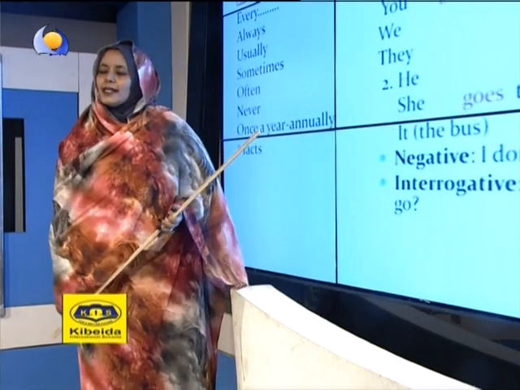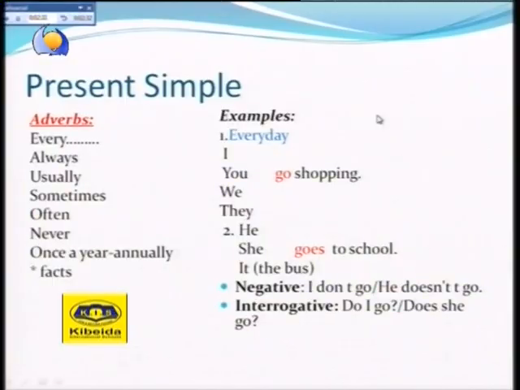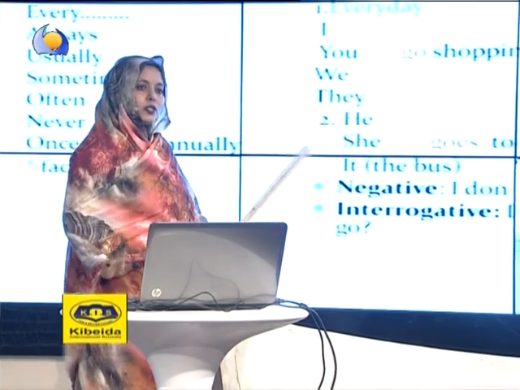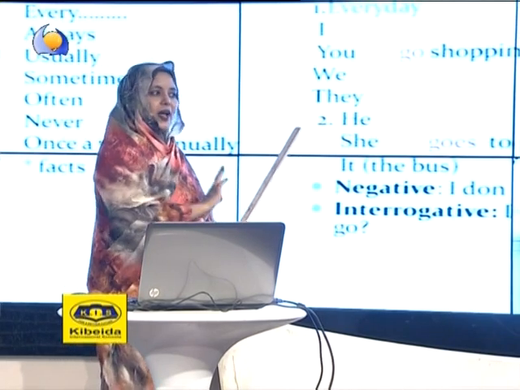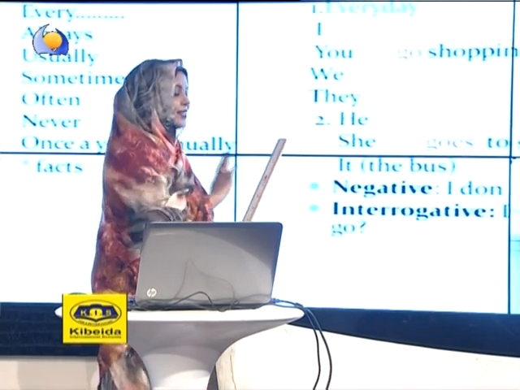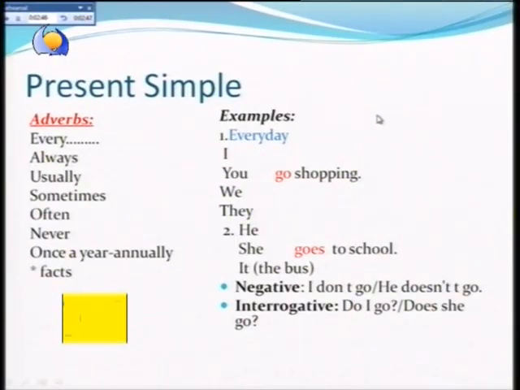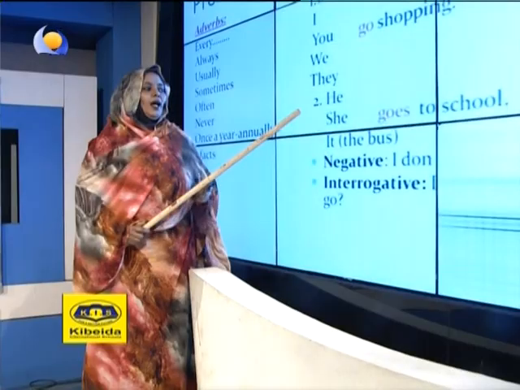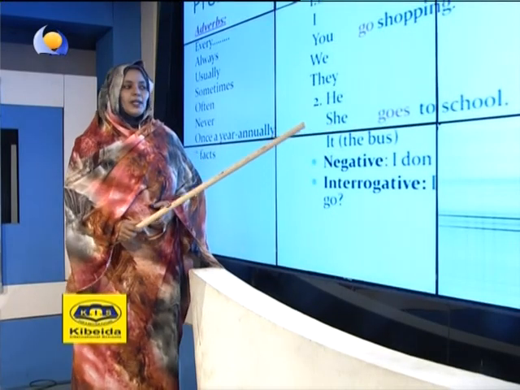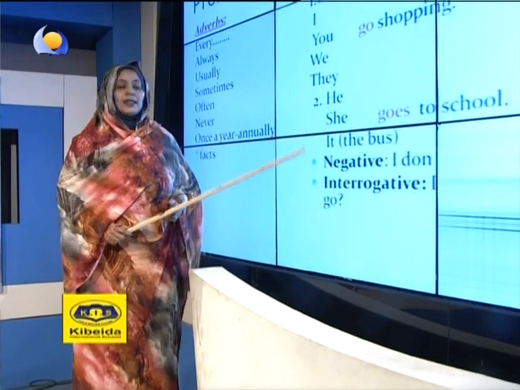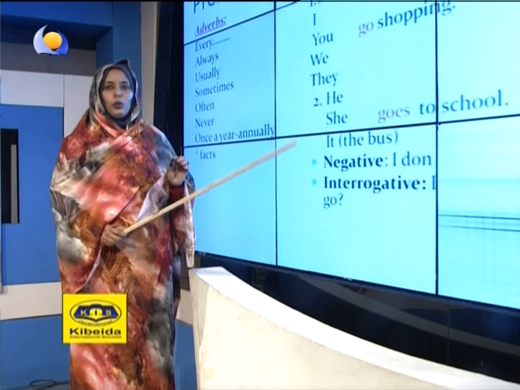Have you noticed? Doesn't go. Where has the s gone? Whenever you mention does, there's no need to put the s again. These are enemies. They cannot stay in the same sentence at all. So we say he goes to school. The negative form, he doesn't go to school. She goes to school. She doesn't go to school. It goes to school. It doesn't go to school.